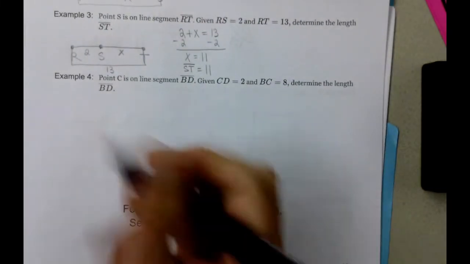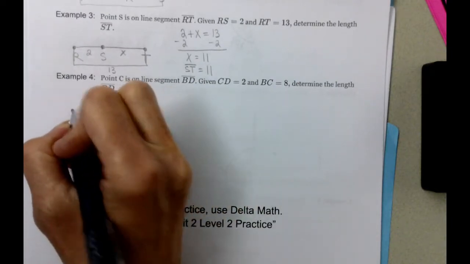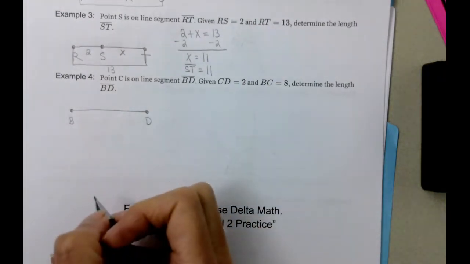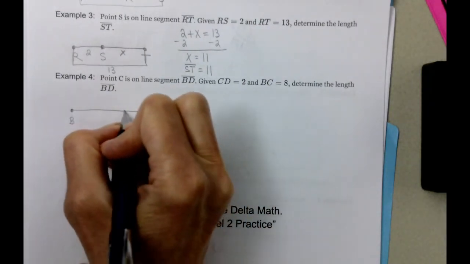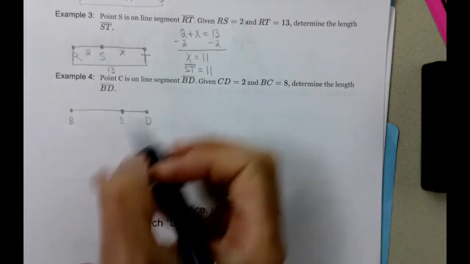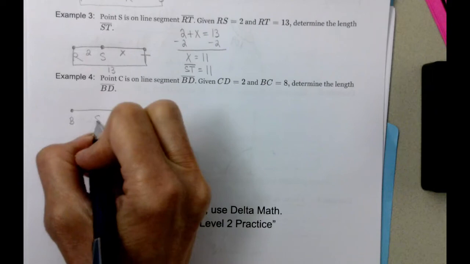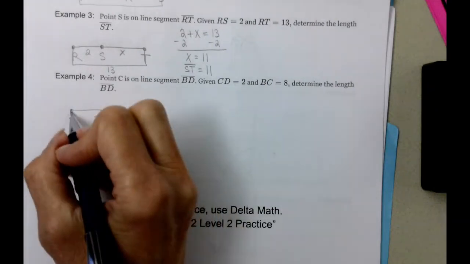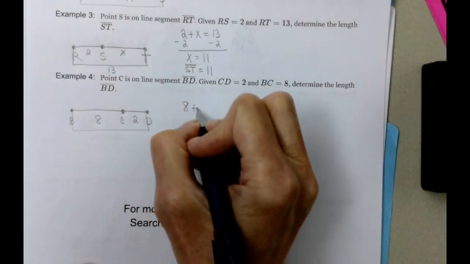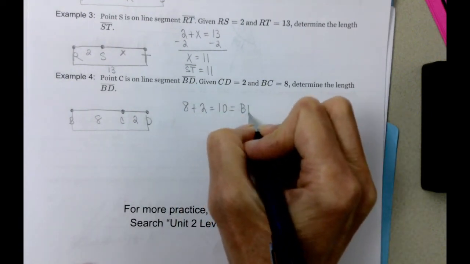And lastly, point C is on line segment BD. Here's our segment BD. And then point C is on there. And I tried to draw it a little bit more to scale, but it says CD has a length of 2, and BC has a length of 8, and we want to know the length of the entire segment. So we're going to take the 8 plus the 2 to get 10, which is the length of our entire segment BD.